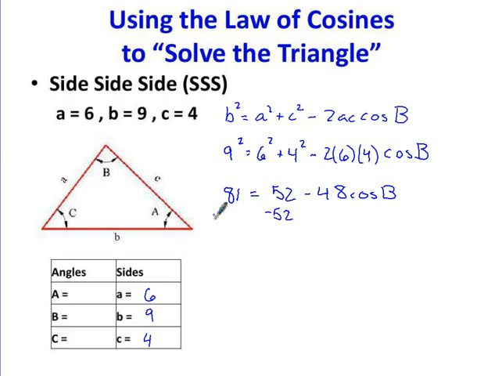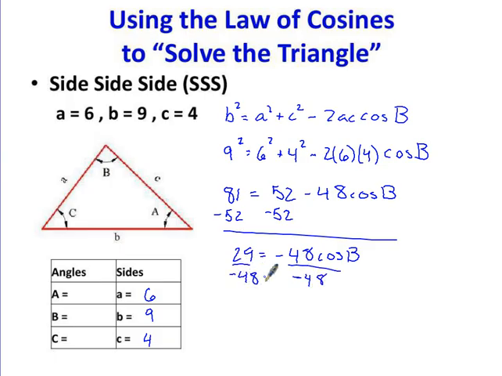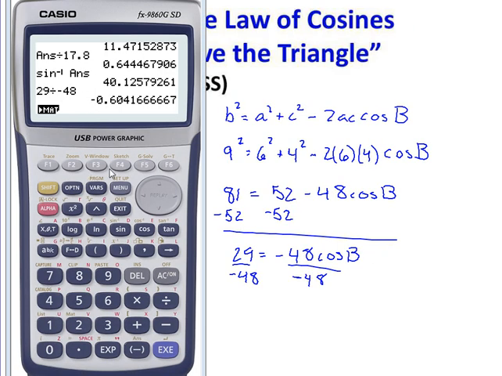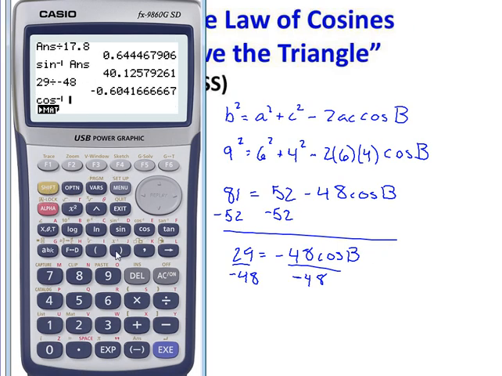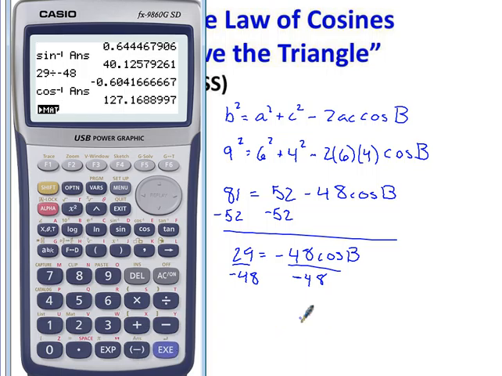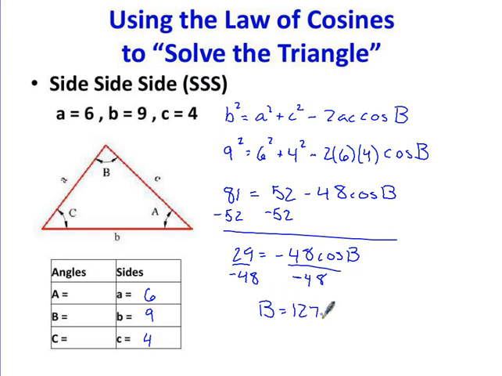Alright, I need to actually solve for cosine of b, so I'm going to subtract 52 from both sides. And then the last step would be to divide by negative 48. When I do 29 divided by negative 48, that number is the cosine of b, so then I have to do the inverse cosine to get the measure of the angle. So there's 29 divided by negative 48, and then I'm going to do inverse cosine of the answer, and angle B is going to be 127.2.